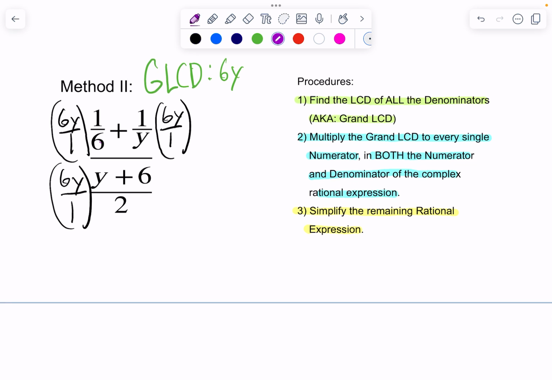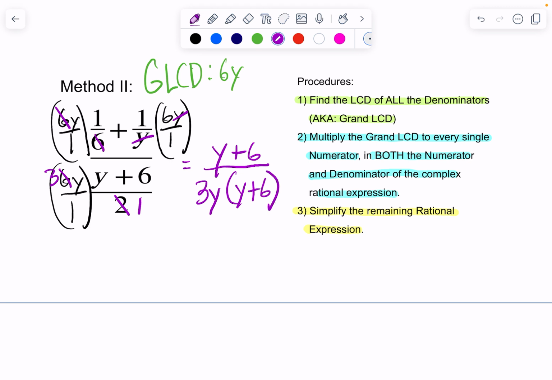6y times y over 6, the 6's cancel, leaving me with y. 6y over 1 times 1 over y, the y's cancel, leaving me with a positive 6. And then 6y in the numerator times y plus 6 over 2. 2 goes into 2 one times, 2 goes into 6 3 times, and this is going to give me 3y times y plus 6. Don't multiply them yet.